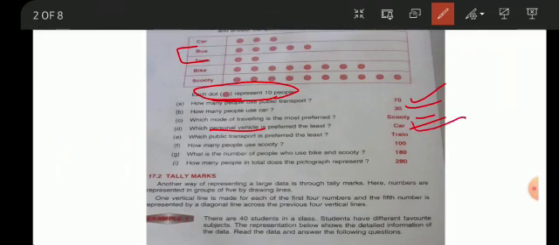And which public transport is preferred least? Train. How many people use a scooty? This one dot is 10. So 10, 20, 30, 40, 50, 60, 70, 80, 90, 100. So 100 people are there. What is the number of people who use a bike and scooty? Just add both, you will get 180. And how many people in total does the pictograph represent? Total is 280. So this is the way you have to do it.